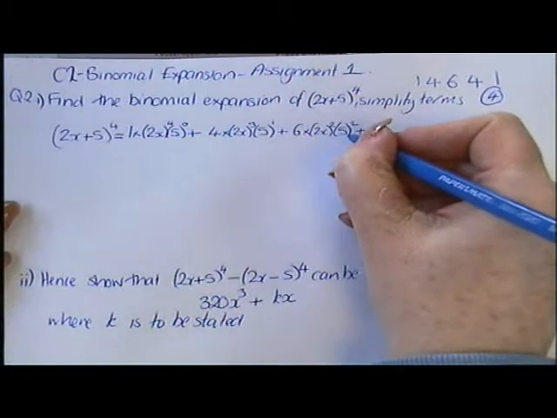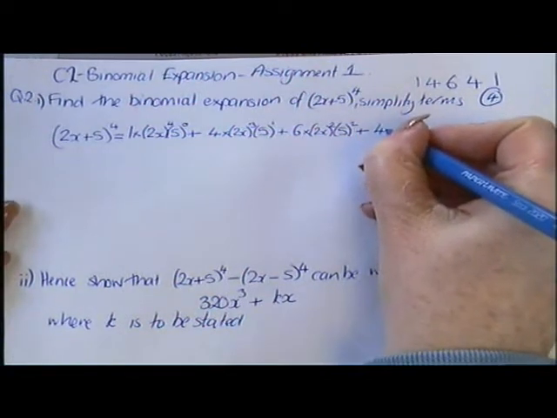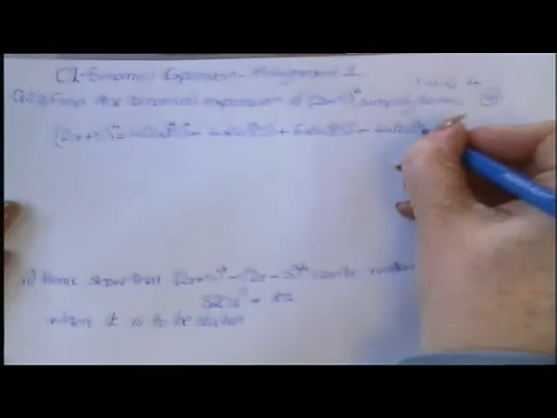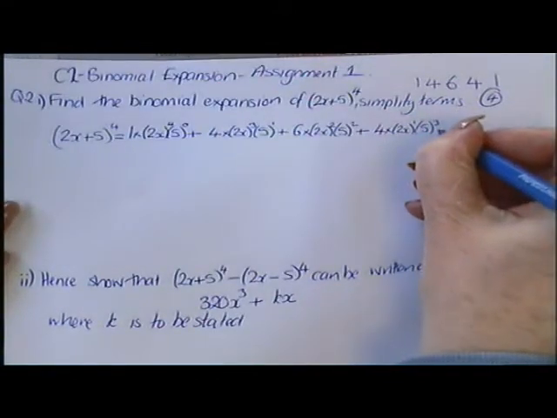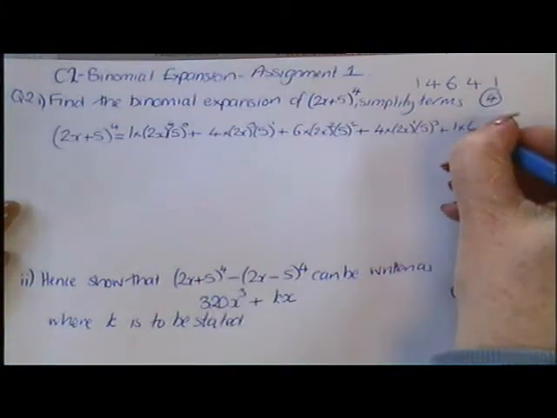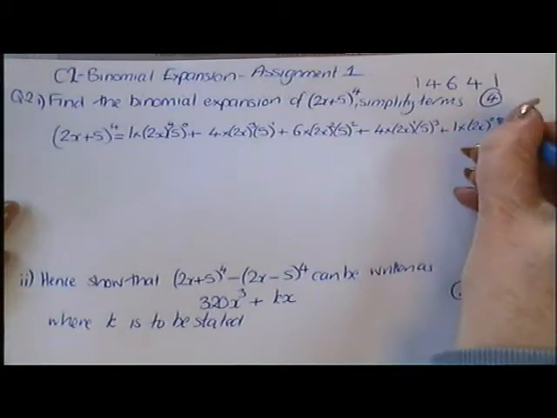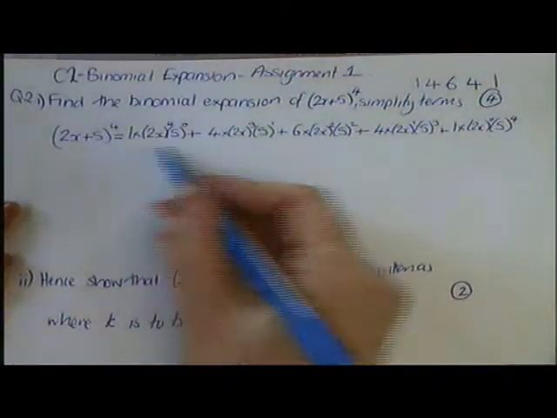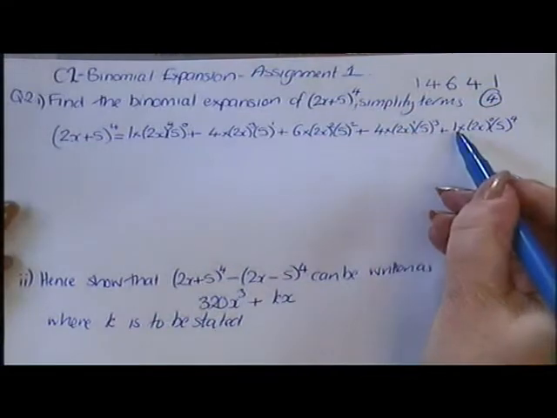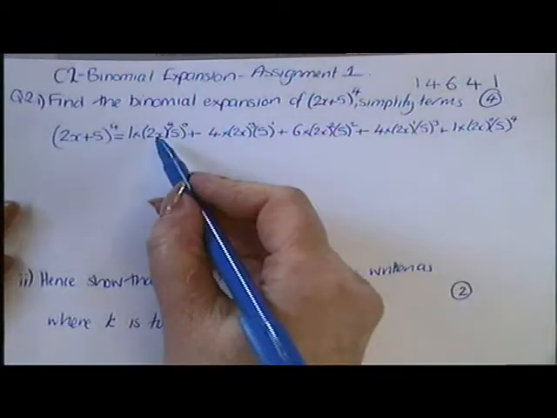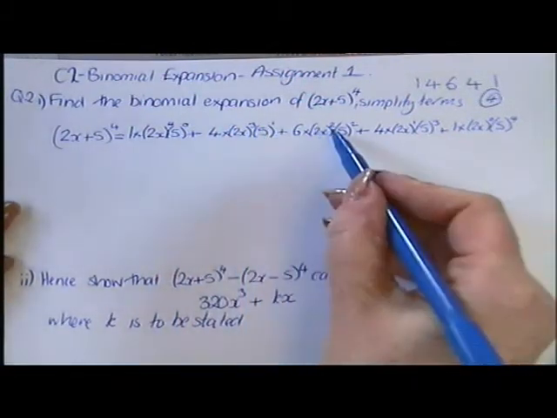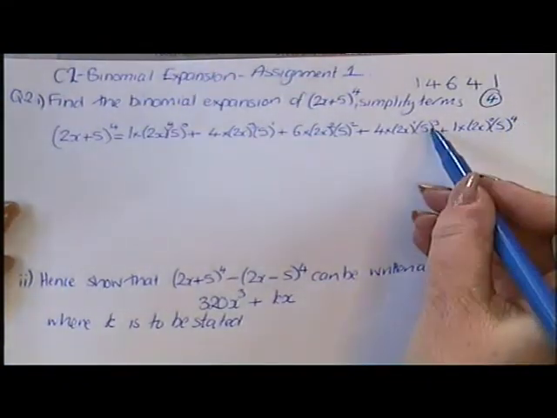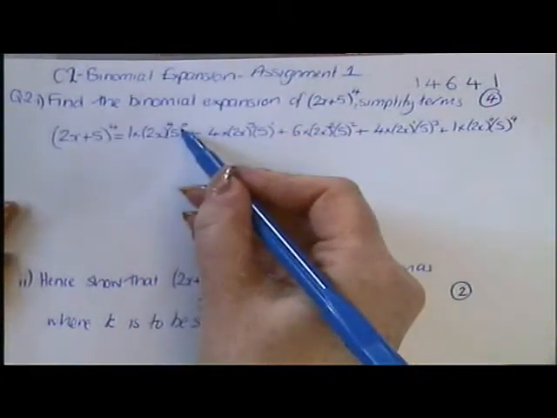Add. So we've got 1, 4, 6, 4 times 2x to the power of 1, and 5 to the power of 3. Add 1 times 2x all to the power of 0, and 5 all to the power of 4. So we've got 1, 4, 6, 4, 1. Our 2x to the power of 4, 3, 2, 1, 0. Our 5 to the power of 4, 3, 2, 1, 0.